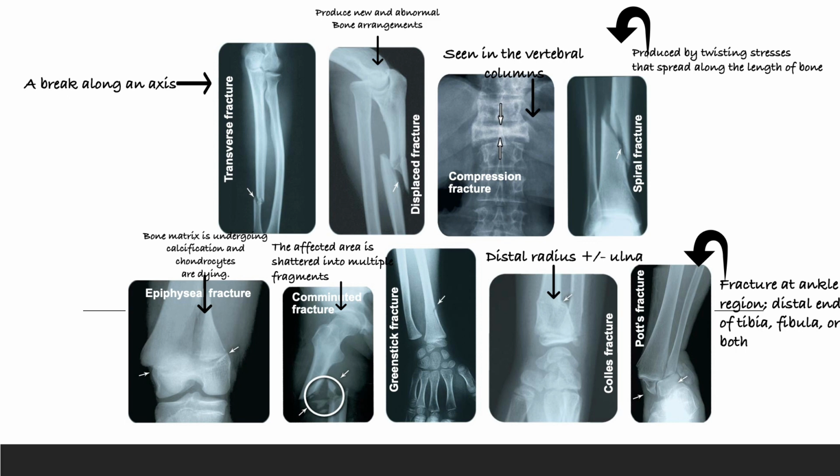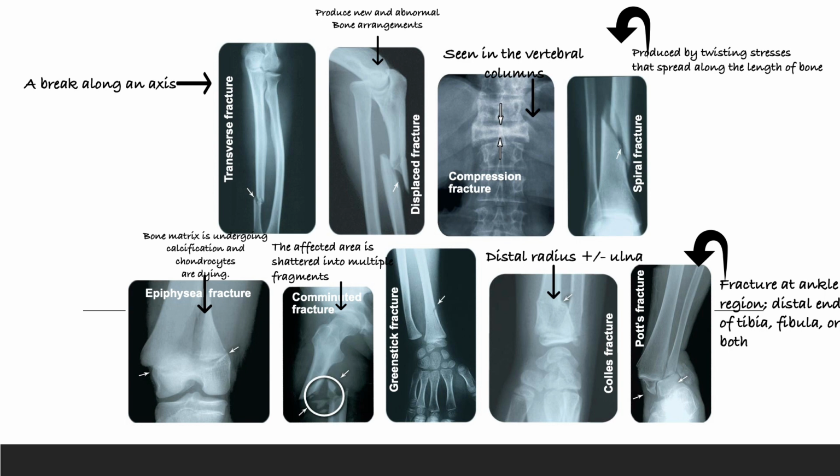And then we can see the comminuted fracture, which is where the affected area is shattered into multiple pieces. And then we see the greenstick a little bit. Again, you have to pay very close attention to this when you're looking at the X-ray, because this is one of those that can be easily missed. And then you see a distal radius or ulnar fracture in the Colles fracture. And this usually occurs when someone's about to fall.